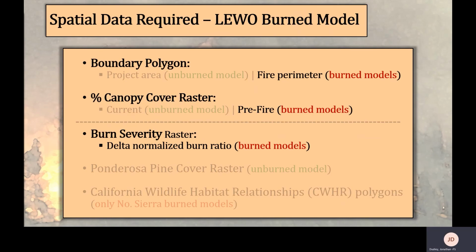For today's example, using the Lewis's woodpecker burn model, we'll need 3 spatial data layers: the fire perimeter, % pre-fire canopy cover, and burn severity in the form of delta normalized burn ratio.